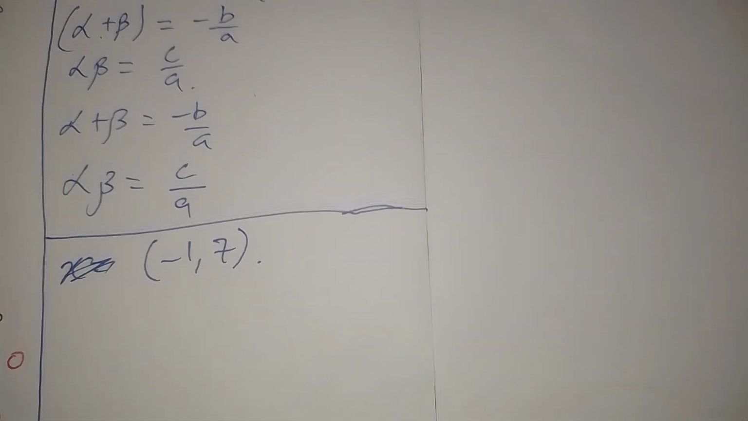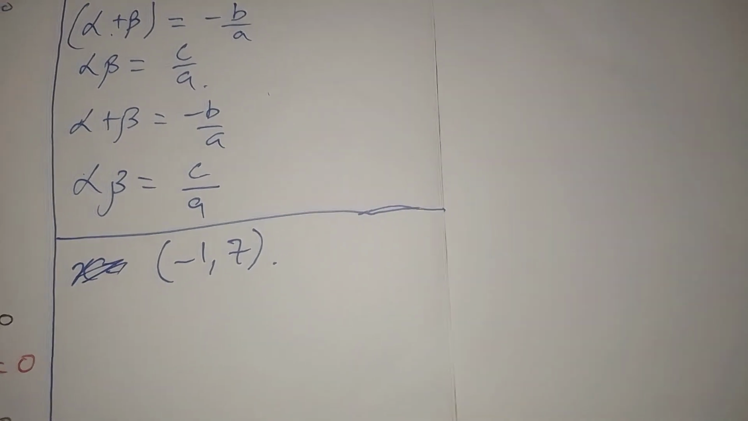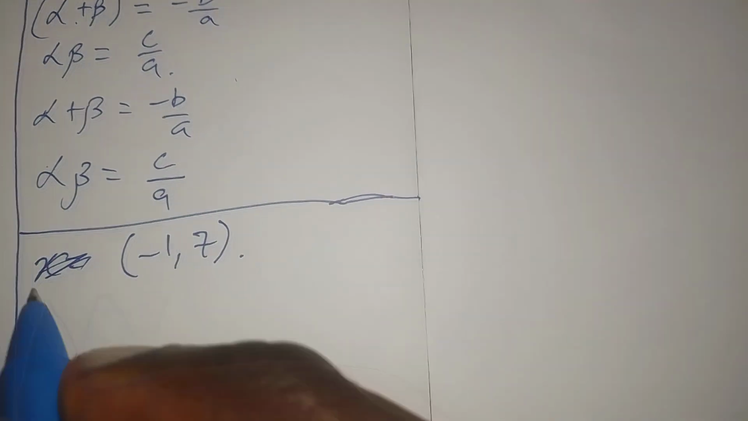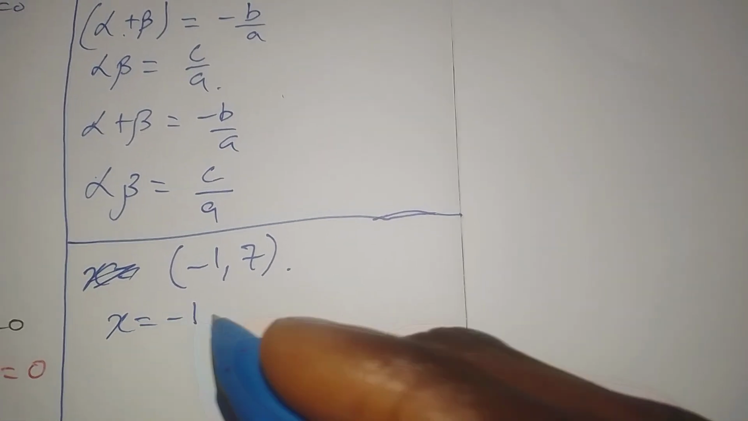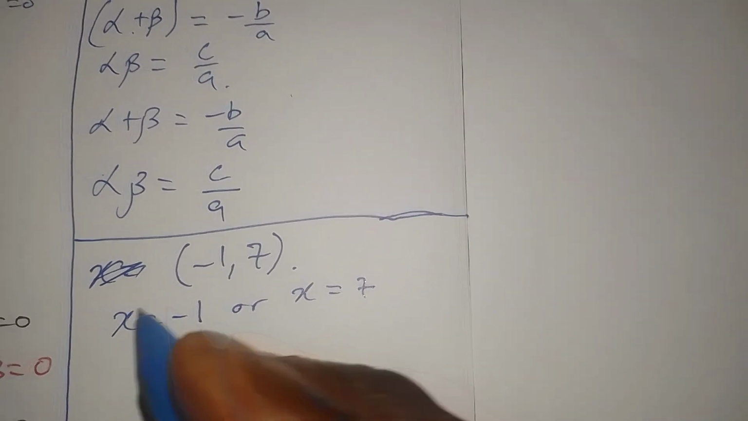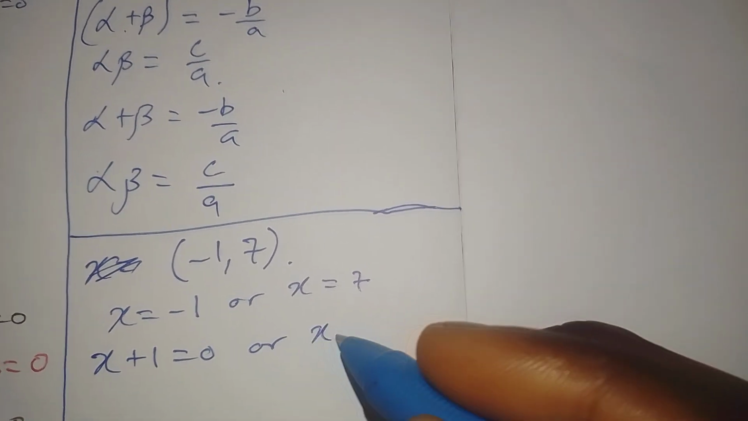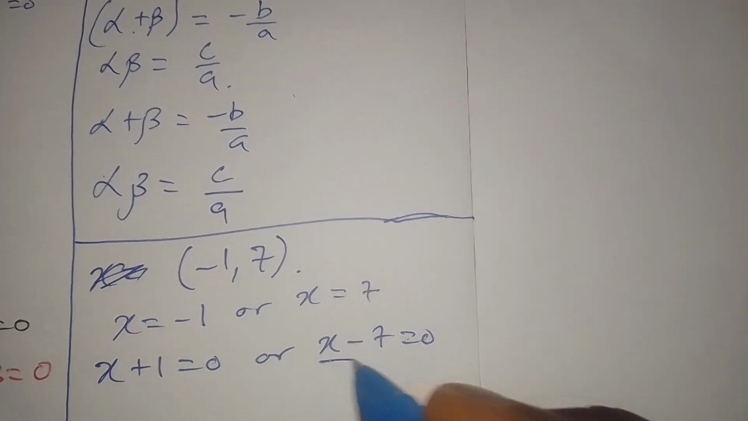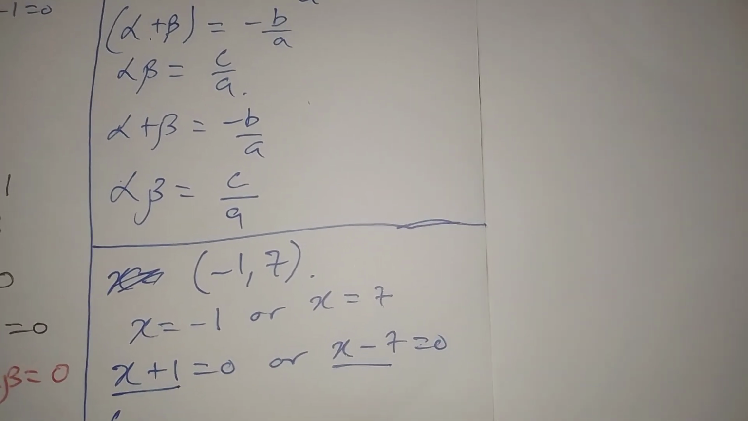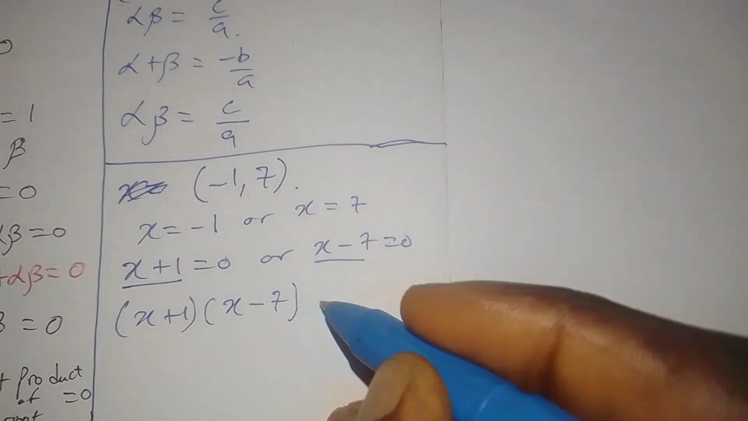Now what will be this quadratic equation? How can I construct it? Remember, I can construct it in two ways. The first method, which is very easy, is that they have told you x equals minus 1 or x equals 7. From here I can bring it inside: x plus 1 equals 0 or x minus 7 equals 0. Bring them together: x plus 1 multiplied by x minus 7 equals 0.